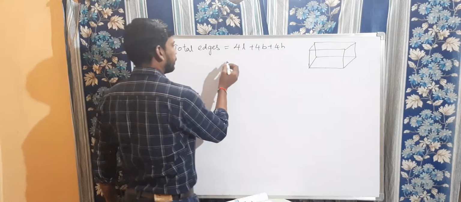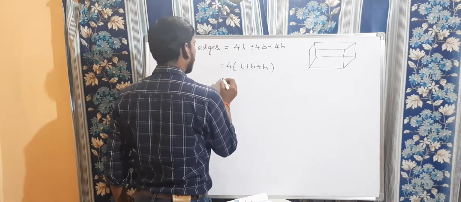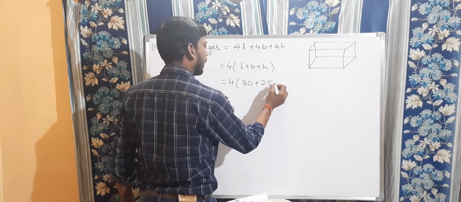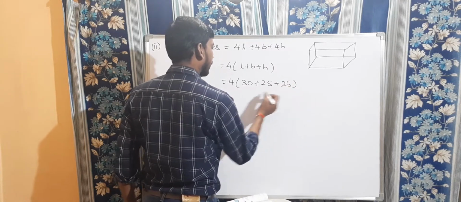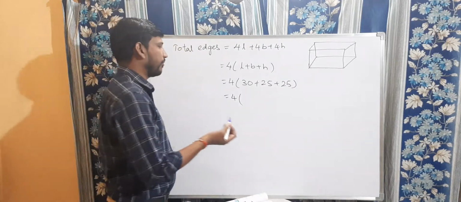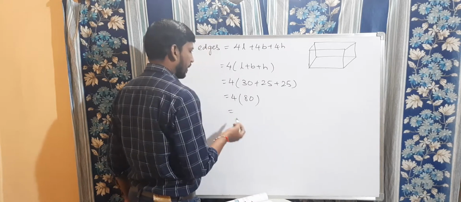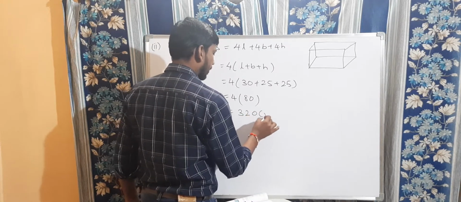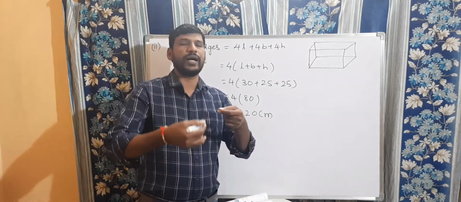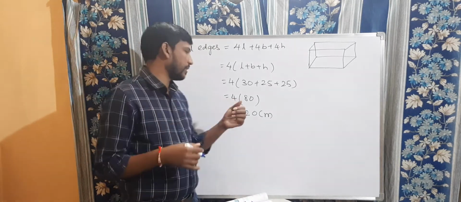Which implies, by taking 4 as the common, you get 4 into (L plus B plus H). Now what is L here? 30 centimeters, breadth is 25, height is 25 centimeter. By adding 25 plus 25 is 50, 50 plus 30 is 80. Now it is equal to 4 into 80, nothing but 320 centimeter. The total length of the tape required to make the herbarium for 12 edges is 320.